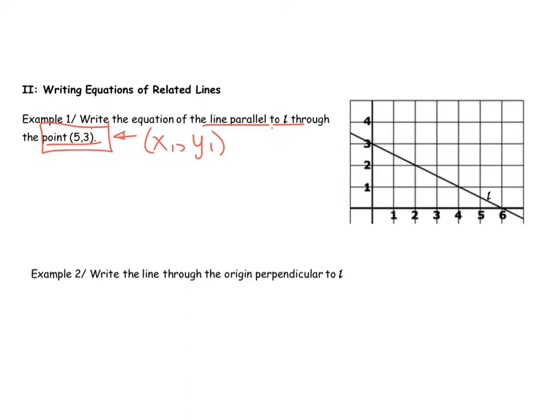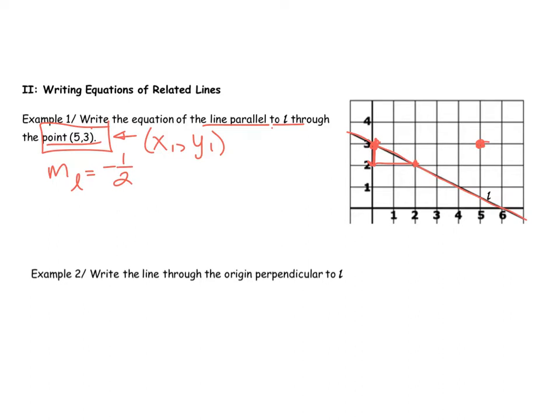So I'm going through the point (5, 3). I always like to draw a sketch. And if I want to be parallel to L, that means I need the same slope. So I'm going to need to figure out the slope of line L. I'm going to use rise over run here. So down 1 over 2. My slope is negative 1/2.